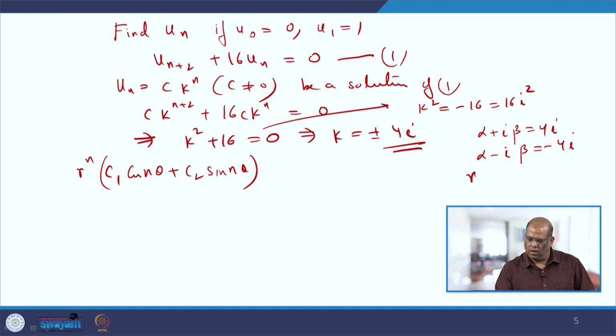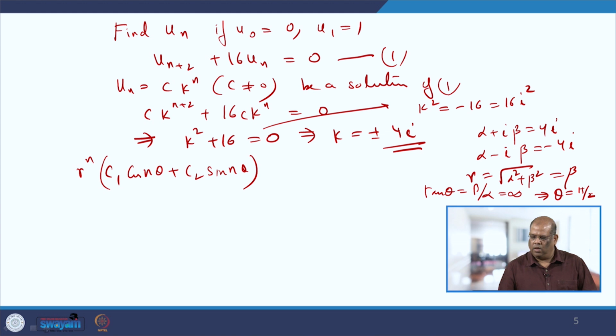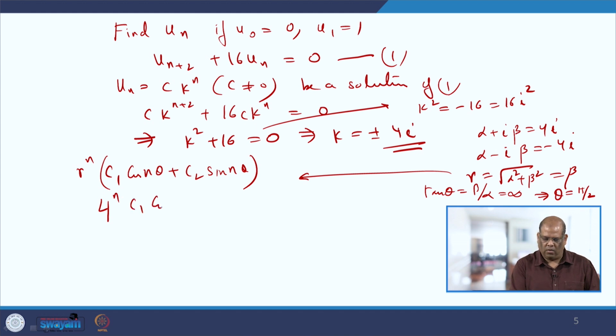So, your r, which is equal to square root of alpha square plus beta square, is just beta, which is 4. And your theta, so tan theta is equal to beta by alpha, and since alpha is 0, this becomes infinite, and your theta will be pi by 2. So, if I now substitute it here, I will get 4 to the power n times C1 cos n pi by 2 plus C2 sin n pi by 2.